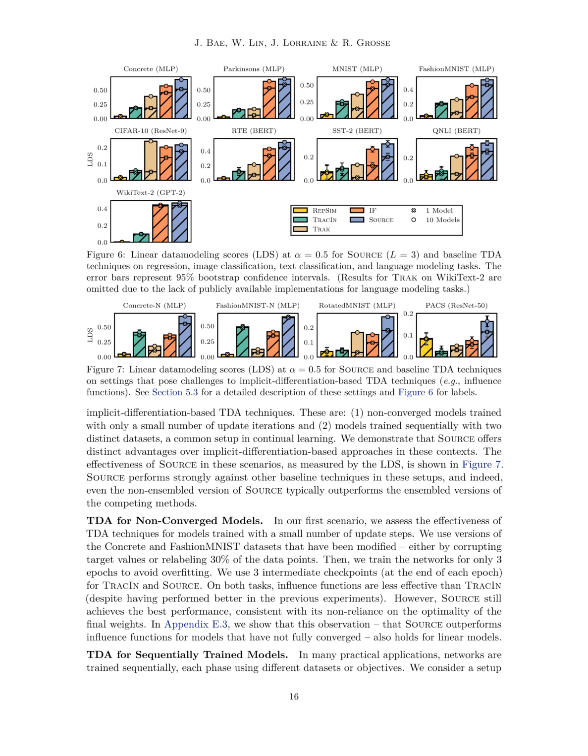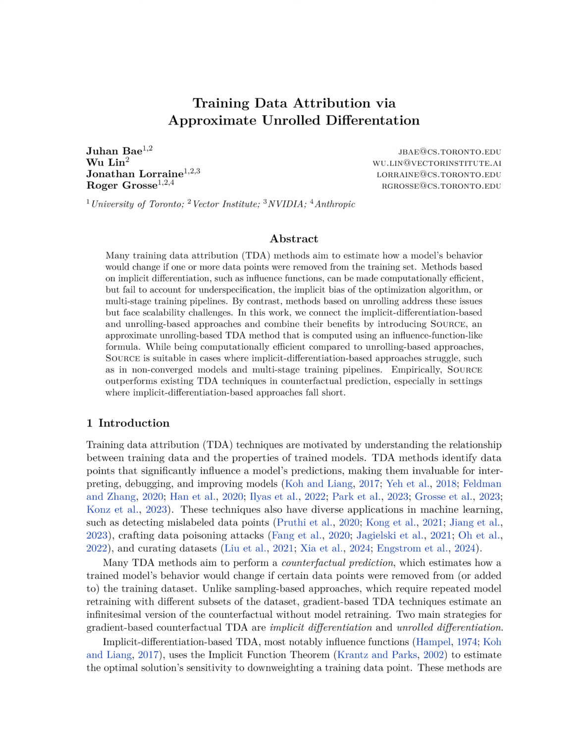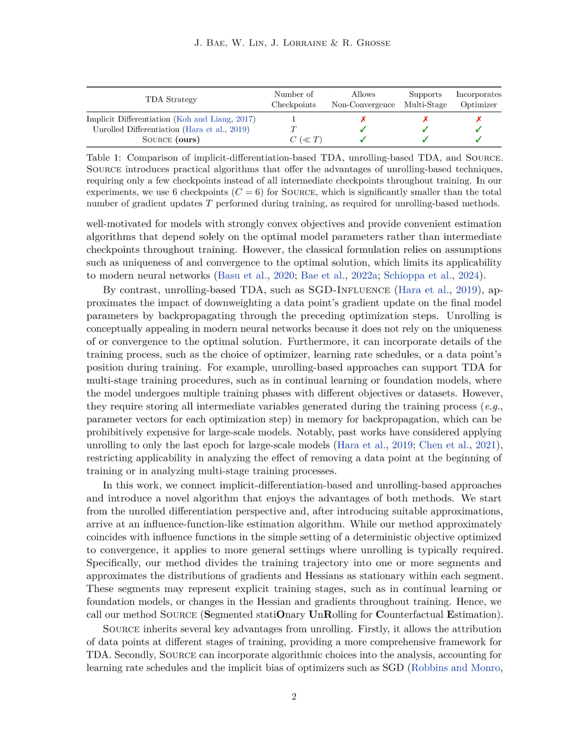It combines the advantages of implicit differentiation and unrolled differentiation, providing a more comprehensive framework for training data attribution, TDA. SOURCE allows for the attribution of data points at different stages of training, incorporates algorithmic choices into the analysis, and maintains a close connection with counterfactuals, even when assumptions made in implicit differentiation-based methods are not met.